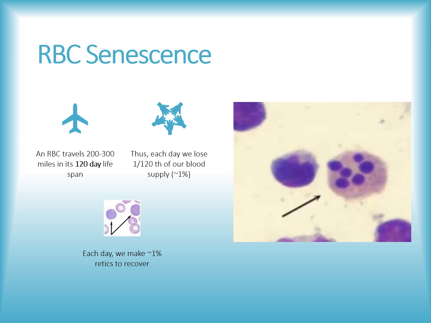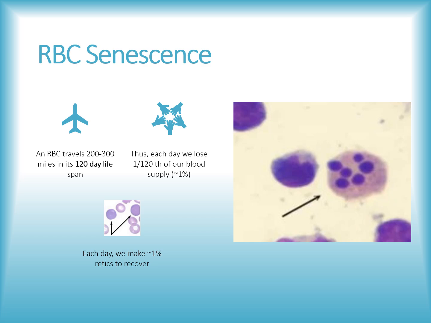All right. So let's talk a little bit about red blood cell senescence, and that just means red blood cell aging. It's a nice way of saying what happens when a red blood cell gets old. A red blood cell travels about 200 to 300 miles in its 120-day lifespan. So it lives for about 3 to 4 months, usually around 4 months, but things can happen. And thus, each day we lose about 1/120th of our blood supply, so about 1%. And that's just the normal aging process of cells, okay?